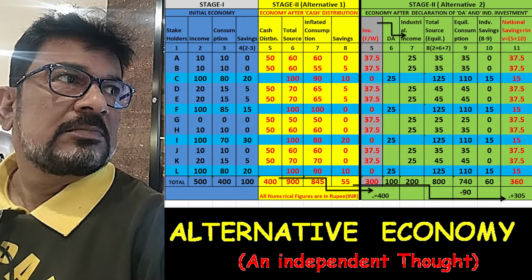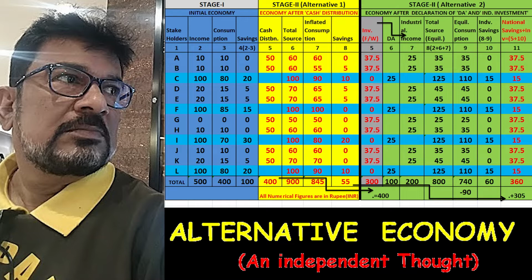First of all, it is common that whenever we develop any model, there must be some assumptions. On the basis of the assumptions, we have discussed all the alternatives. So here also we have assumed that there are 12 stakeholders named A, B, C, D, E, F, G, H, I, J, K, L, those who are the representatives of the people or households of the initial economy.